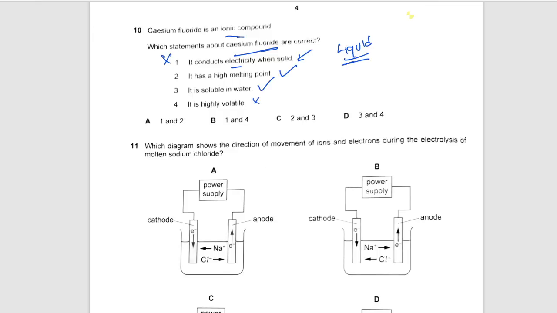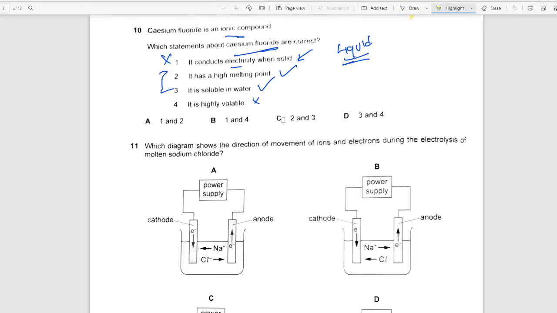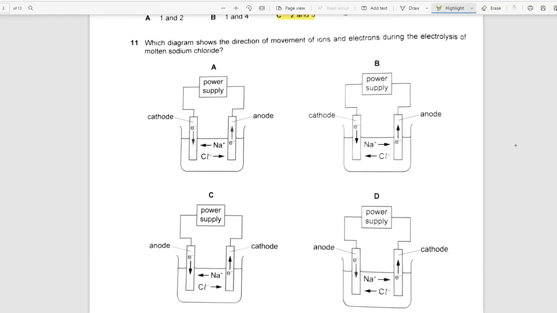Highly volatile? No, they are not highly volatile. They are less volatile. So the answer should be 2 and 3. Move on to the next question.